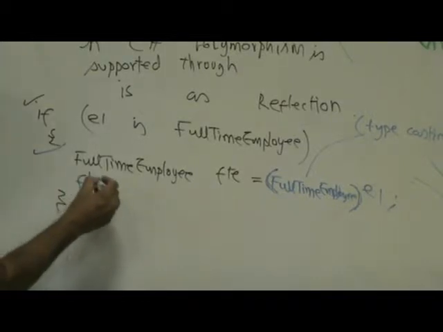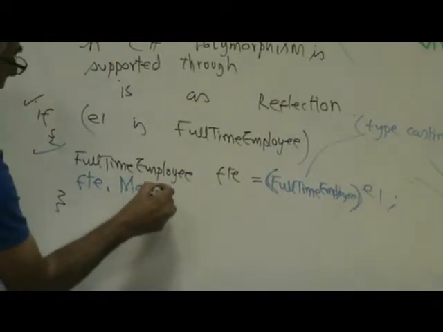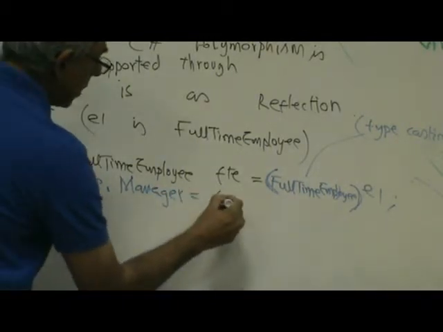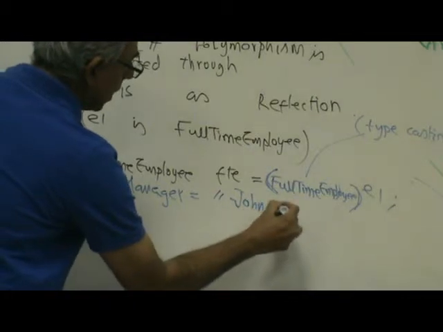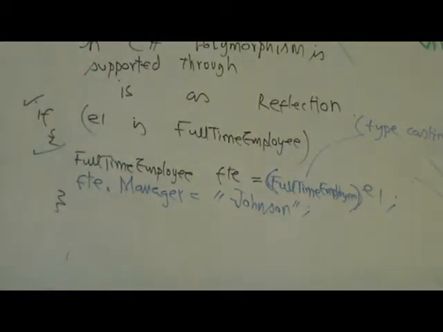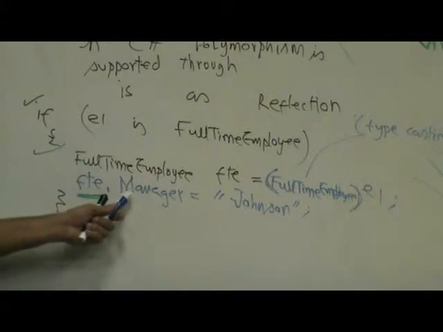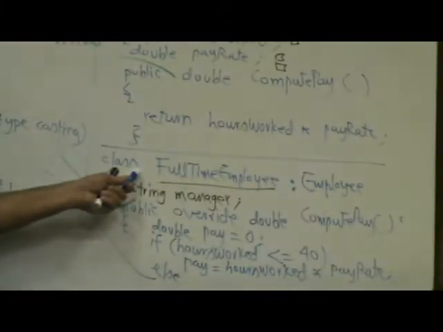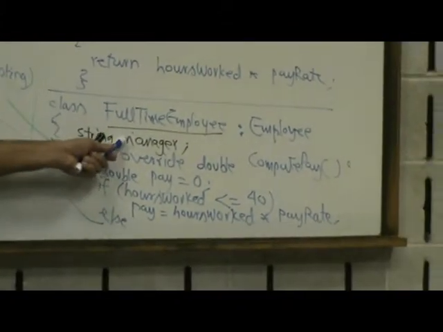Now if we did FTE.manager equal to, let's say, Johnson, it will work. Why will it work now? Again, if you are the compiler, what will you do? Check FTE. How is FTE declared? Full-time employee. Then, since we are trying to modify the manager, what will the compiler do? Go to the full-time employee class, check is there a manager. Yes, so it will succeed.